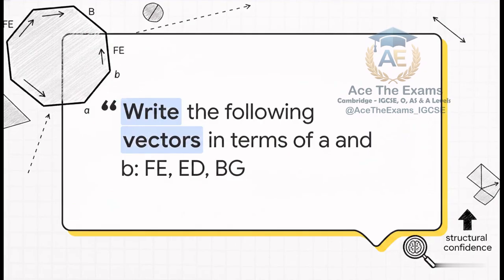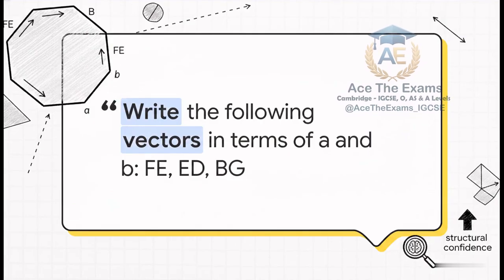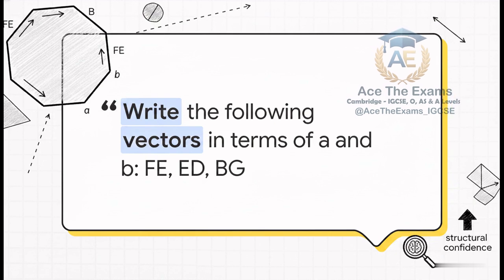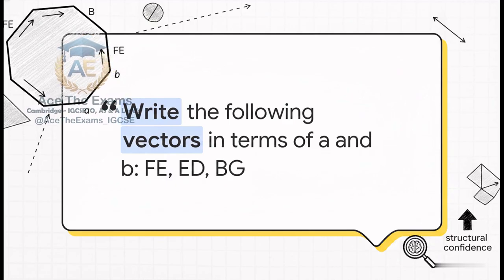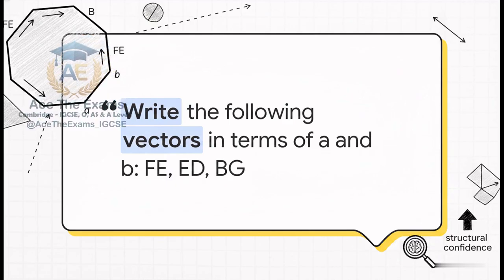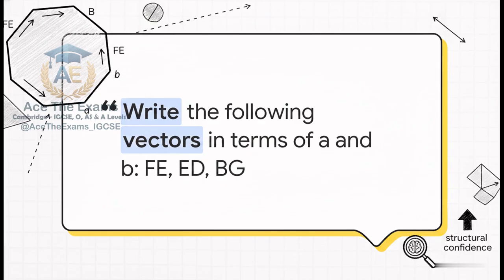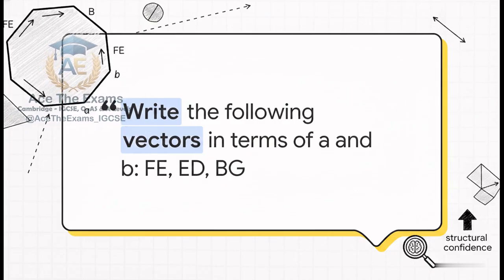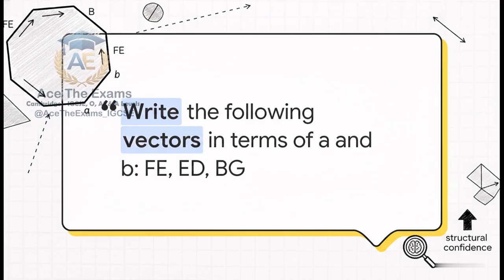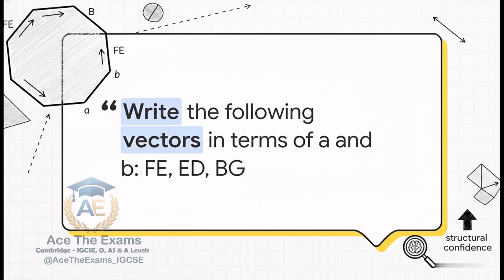And this exact logic brilliantly illustrates the ultimate test found in the source, the regular octagon problem. The prompt is, write the following vectors in terms of A and B: FE, ED, BG. Think about this. An octagon has 8 individual sides. You are only given the vector definitions for 2 of them at the very bottom of the shape. To find the definition for a side way up at the top like FE, you have to lean on your fundamental knowledge of the geometric properties of a regular octagon.